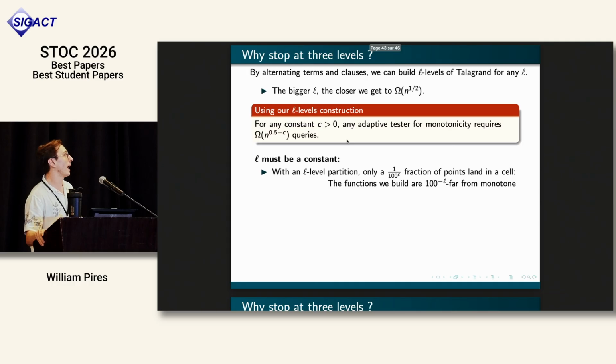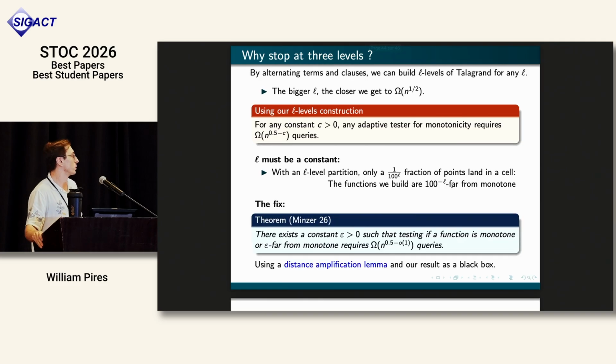But there's a little bit of a catch, which is that the number of levels we're using must be a constant. Because as we use more and more levels, our cells are basically getting smaller and smaller, and we have fewer and fewer points in the cell, which means that in the distribution of functions we get, the functions are going to be 100 to the minus L far from monotone, which is fine when L is a constant. 100 to the minus L is a small constant, but a constant. When L is not a constant, we run into problems.